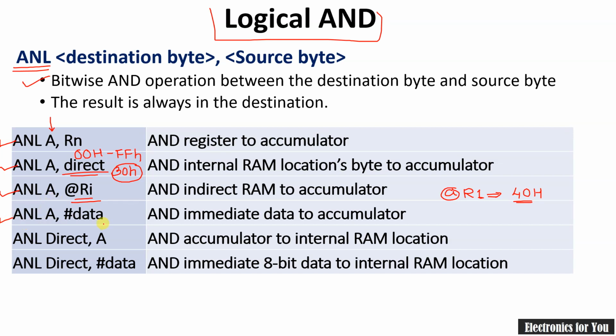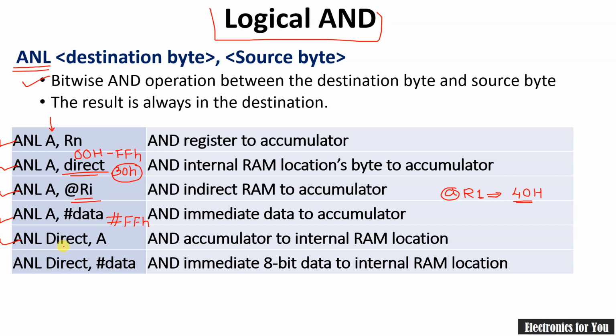ANL A, #data. #data directly indicates some 8-bit data that varies from 00 to FFH. For example, if #FFH is written here, then the content of the accumulator and FFH is ANDed and the result is stored into the accumulator. Similarly, ANL direct, A is also there.